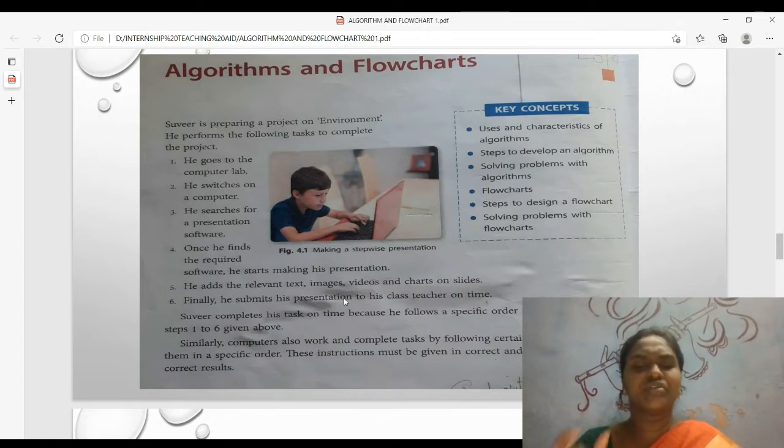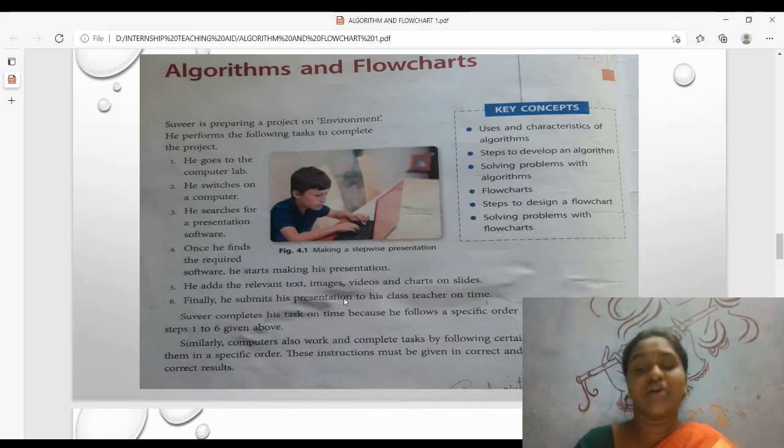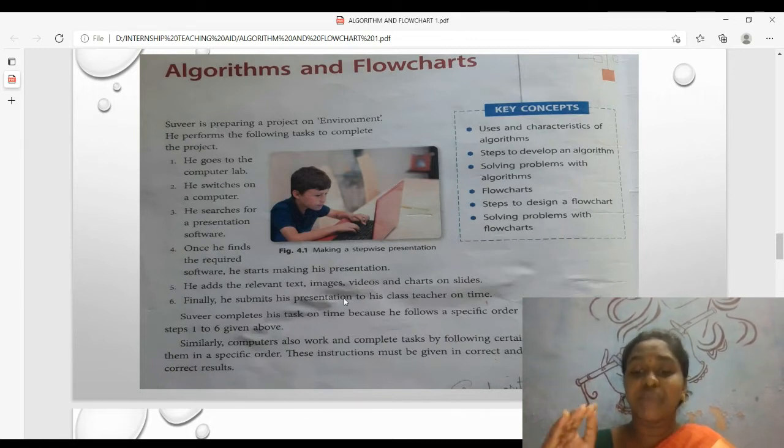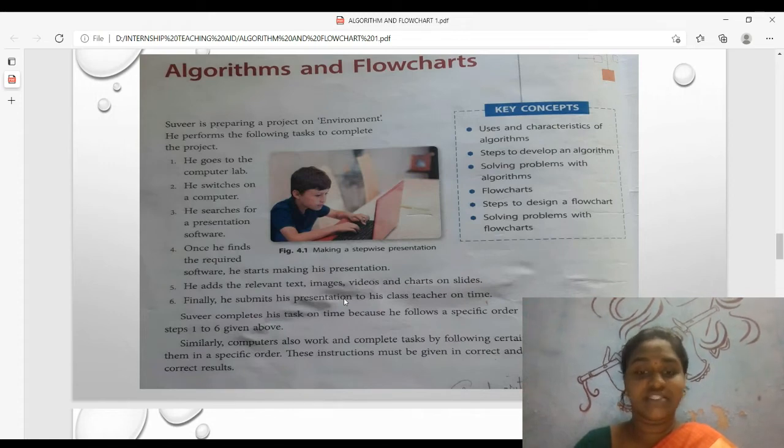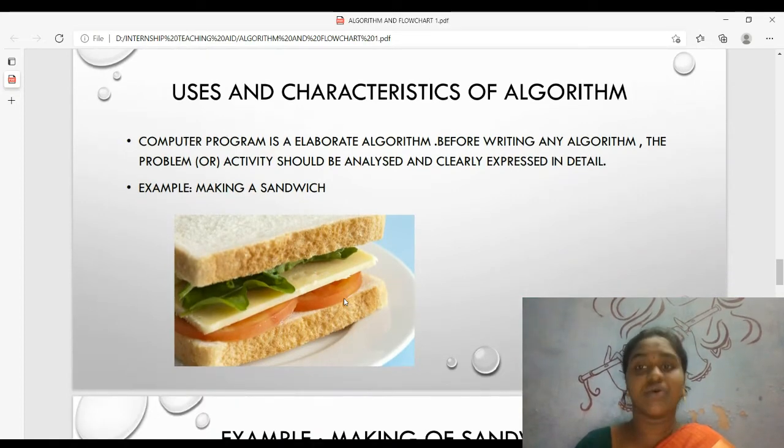Similarly, computers also work and complete tasks by following certain instructions given to them in a specific order. When you give a perfect command or instruction to the computer, then only you can get a perfect result without any errors. So these instructions must be given in correct, ordered steps to get correct results. Okay, hope you understand. Let's move on to the uses and characteristics of algorithm. Let's see one by one.